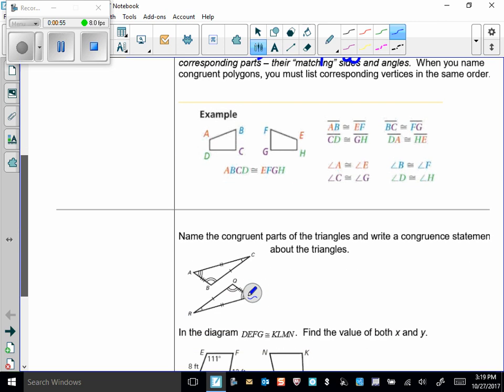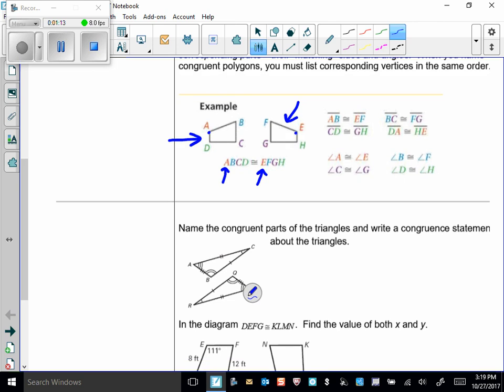So for instance, if I look at this example here and I tell you that this quadrilateral ABCD is congruent to this one over here, I have to make sure that vertex A corresponds to vertex E. I can see they do look like they're in the same location on my quadrilateral. Vertex B would have to correspond to vertex F, and so forth for all of them.